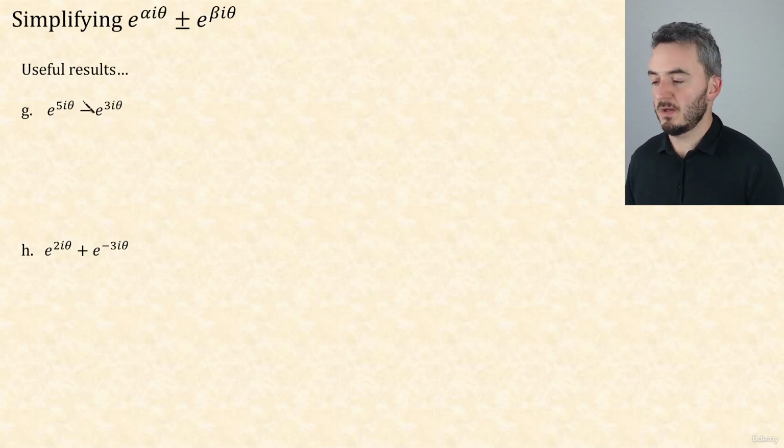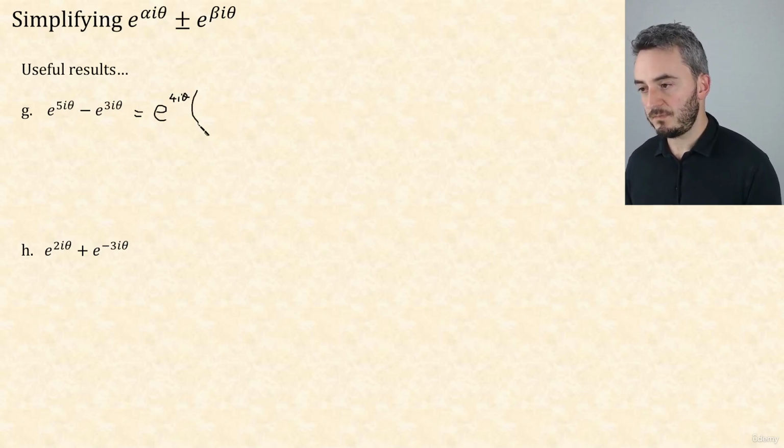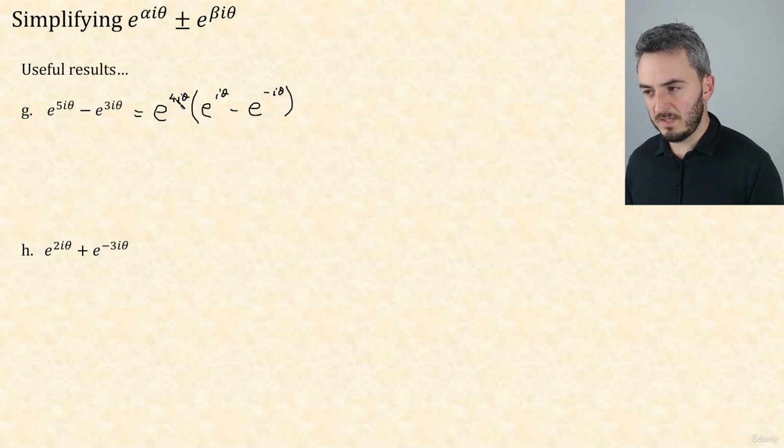Okay, so we're aiming for something that I factorize out that leaves me with something in the bracket where the power here and the power here are negatives of each other. I can see that these are 2 apart, right? 5 and 3 are 2 apart. So the positive and negative values which are 2 apart are 1 and minus 1. So if I want there to be a 1 i theta here, I'm going to have to pull out an e to the 4i theta. What's left is e to the i theta minus e to the minus i theta. 4i theta plus i theta is 5i theta, 4i theta minus i theta is 3i theta.